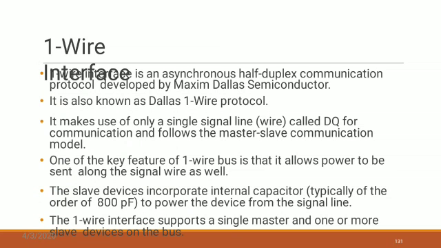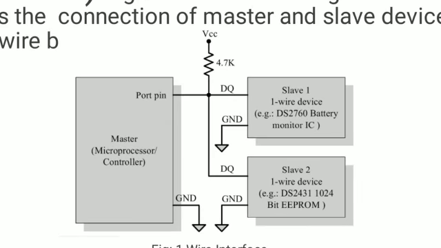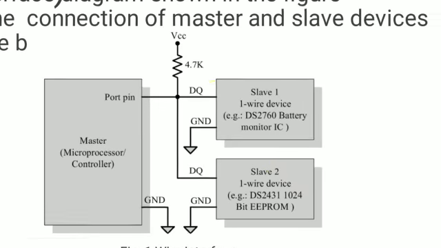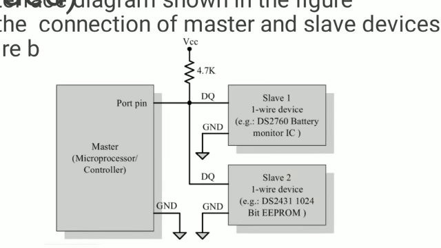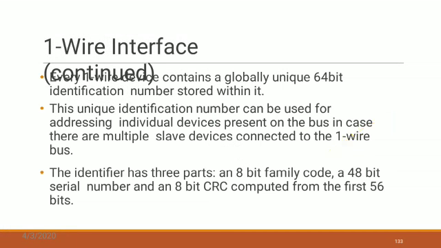wire as well. So let me show you the block diagram, how it looks. So this is a microprocessor, and here we have two slaves, and this is the DQ signal through which the data communication happens between the master and the slave. A unique 64-bit identification number will be stored within it. This unique identification number can be used for addressing individual devices present on the bus in case there are multiple slave devices. There are possibilities there.